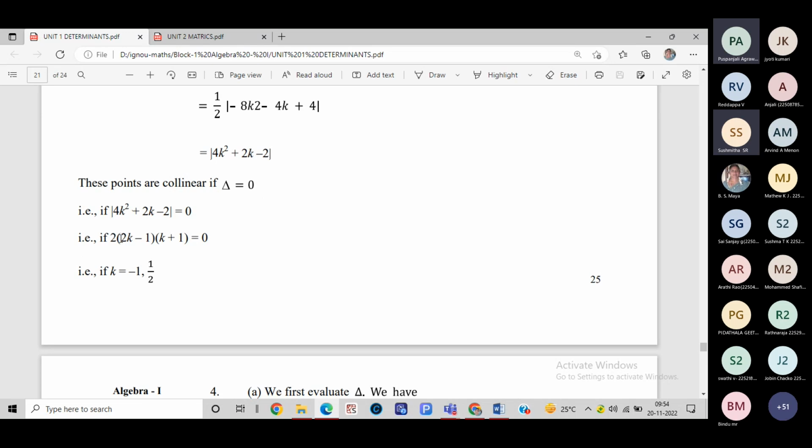2 is common, so take 2 as a common factor. You will get 2k minus 1, then k plus 1. If you multiply this, you will get the same equation again. To find the solution, we should do something else to find the k value. If you do that multiplication, you will get the same line above.